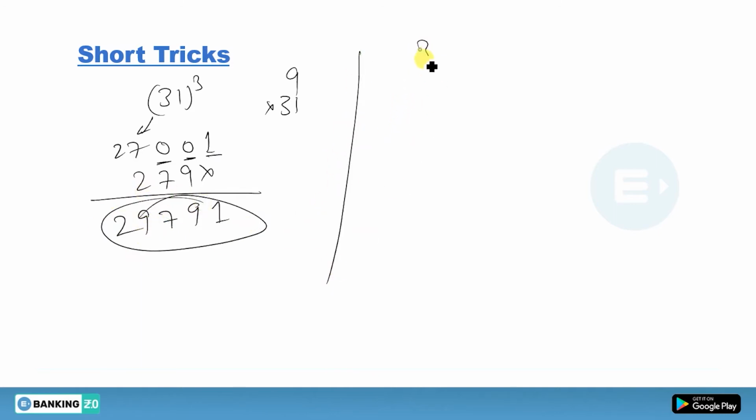Suppose you want to calculate the cube of this 39. What will you get? 9 cube is 729. You got 3 digits. 3 cube is 27. Now 9 into 3, 27 into 3, 81. Now 81 into this 39.